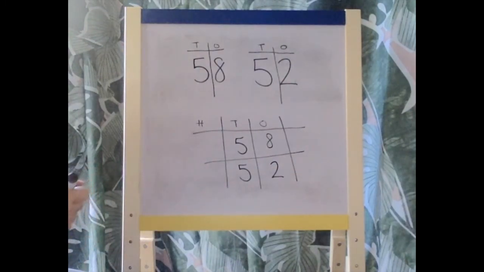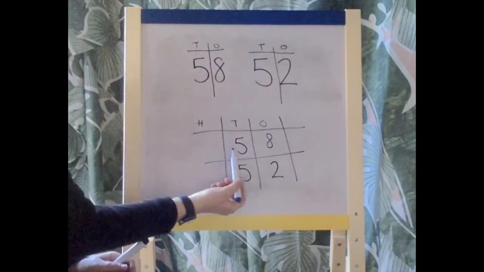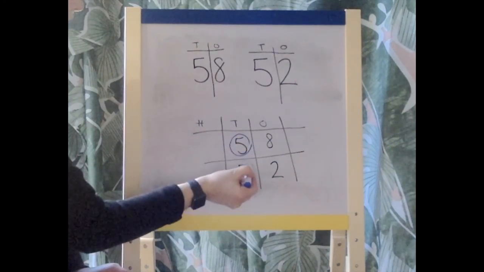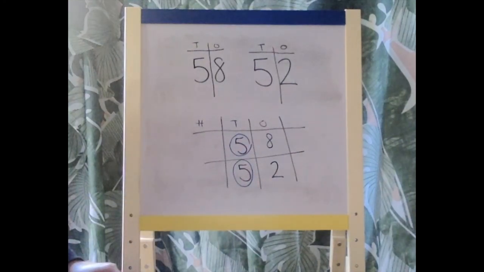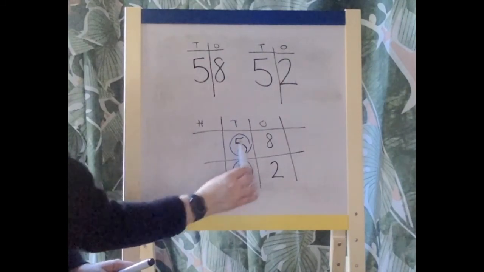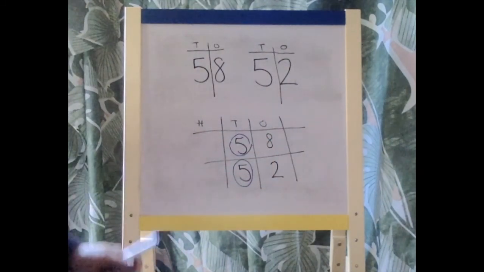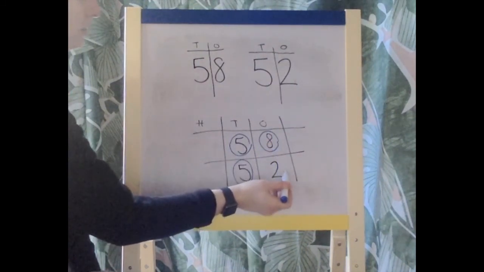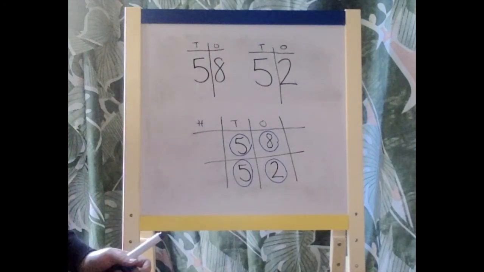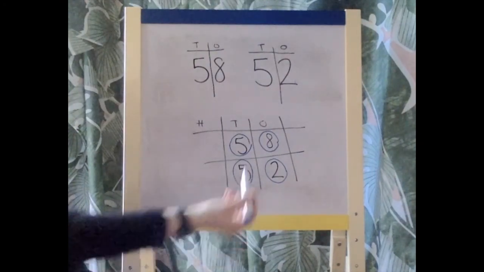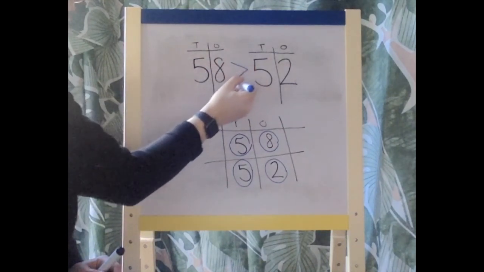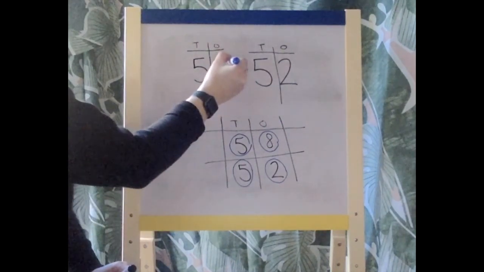So to work this one out, we need to compare the numbers. So from left to right, we've got 5 here and 5 here. That really doesn't tell us which number is bigger because they're the same. So we need to move to the left space again to the ones column to see which number is bigger there. Here we've got an 8 and a 2. So which number is bigger? It's the 8. So our 58 is greater than 52.